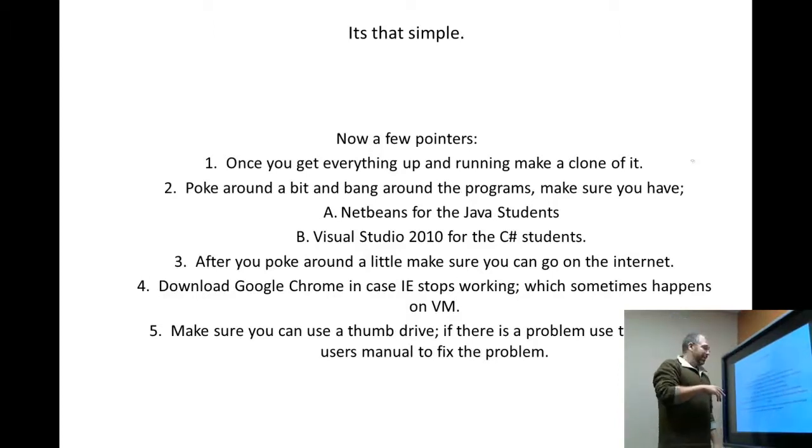A few pointers now. Once you get everything up and running, make a clone of it. So let's hang off on that clone. Poke around a bit, bang around in the programs, make sure you have NetBeans, make sure you have Visual Studio, whichever one you need. Make sure that you download Google Chrome. Internet Explorer, like I said, it stops working sometimes, so download Chrome or Firefox, a secondary browser that you'll need. Make sure you can connect to the internet. Make sure that your USB is working fine. Once all that is good to go, close it out, make a copy of that VMDK, and paste it somewhere.